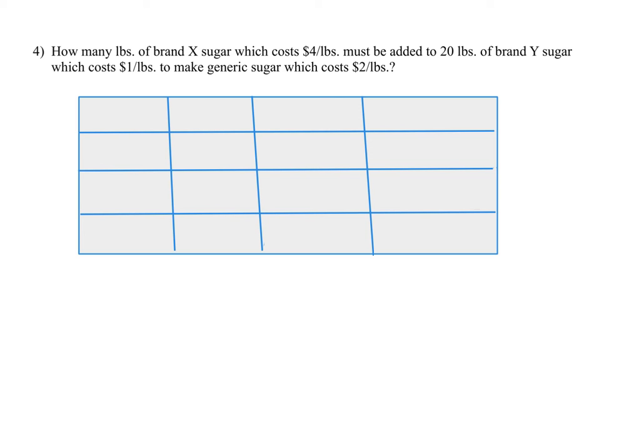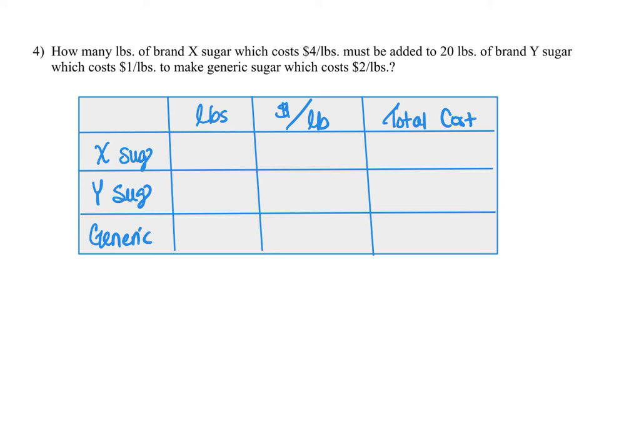And so in this case, I am mixing together brand X sugar, brand Y sugar, and then I want my generic sugar. And they are also doing pounds, so that's how much we did. Then we have price per pound, so price per pound. And then we have the total cost of that particular sugar.